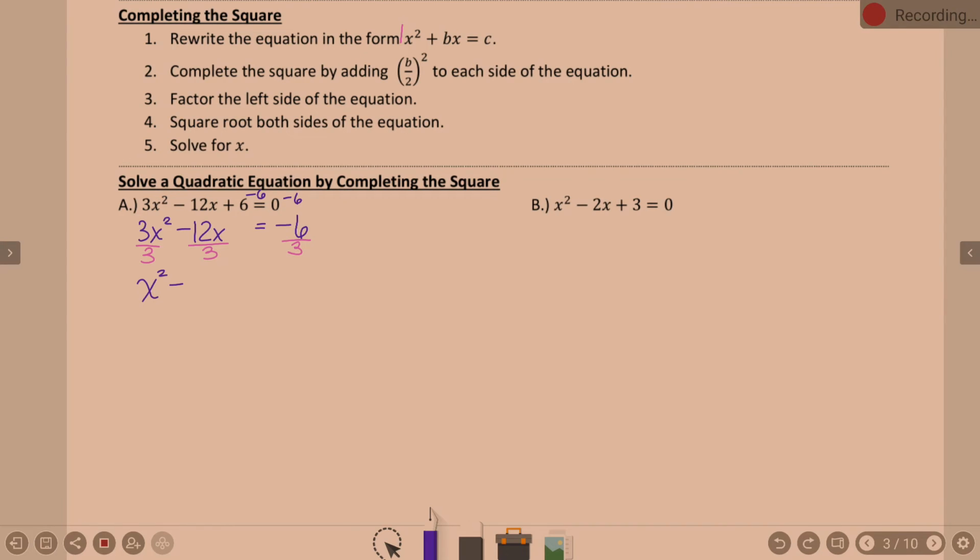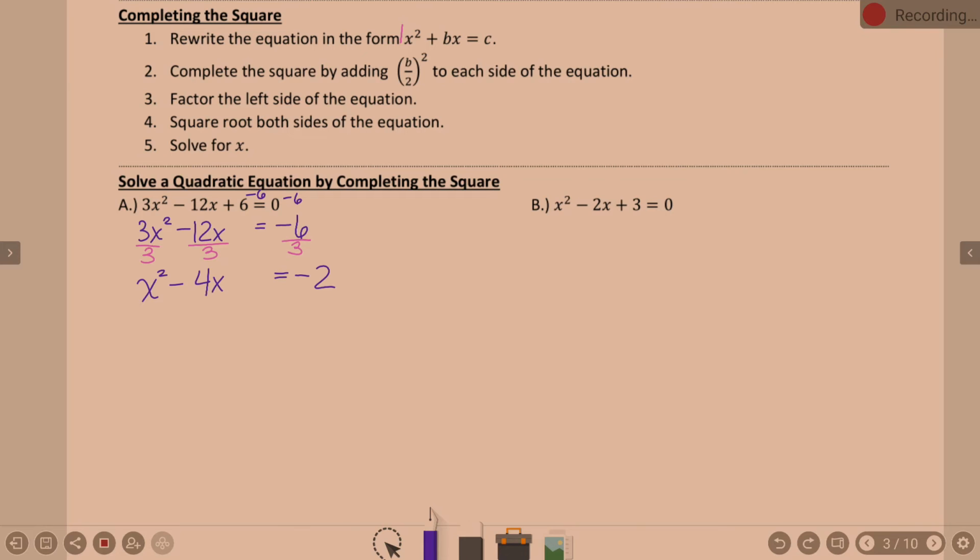3x squared divided by 3 is x squared, minus 12x divided by 3 minus 4x. I'm going to leave a gap. Equals negative 6 divided by 3, negative 2. I left that gap on purpose, trying to give you guys a hint, because of an upcoming step. Okay? So that right there is step 1.